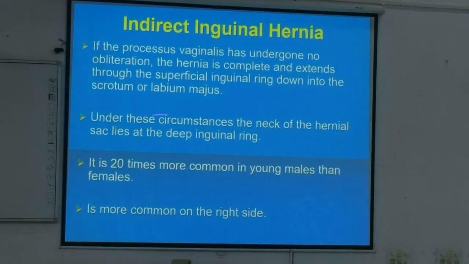Next, if the processus vaginalis undergoes no obliteration, the hernia is complete and extends through the superficial inguinal ring down into the scrotum or labia majora. Under these circumstances, the neck of the hernial sac lies at the deep inguinal ring, and it is 20 times more common in young males than in females. This ratio is important, 20:1, male to female ratio. It is more common on the right side. Next.